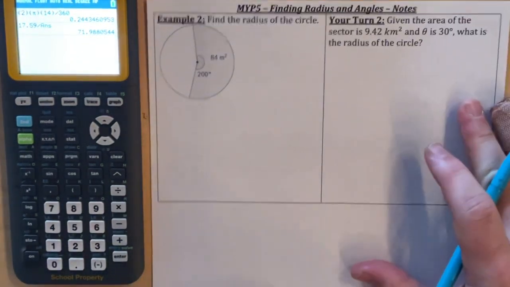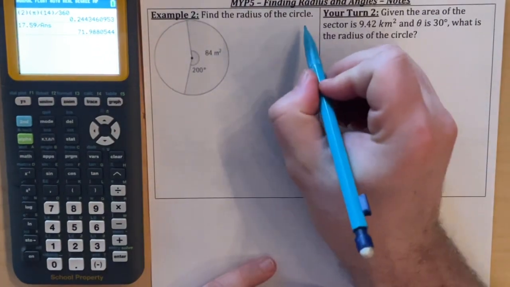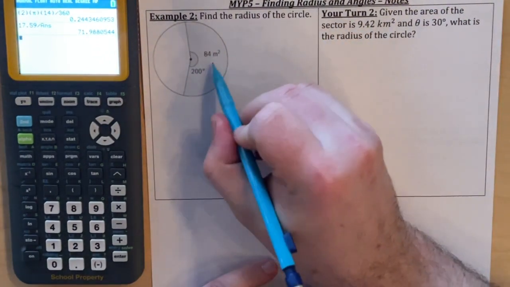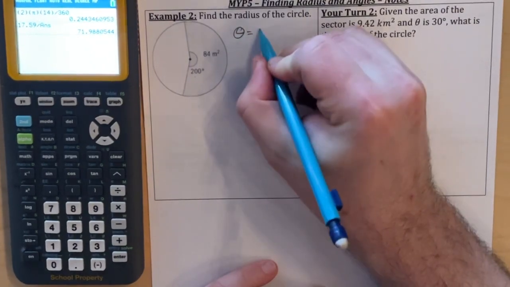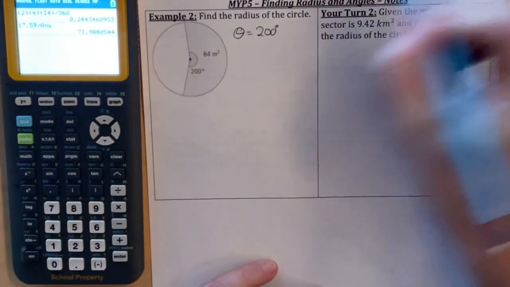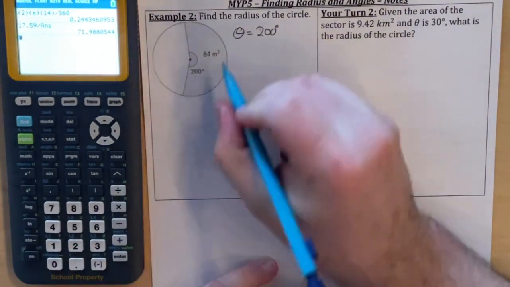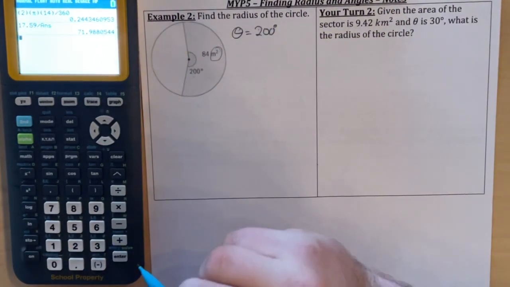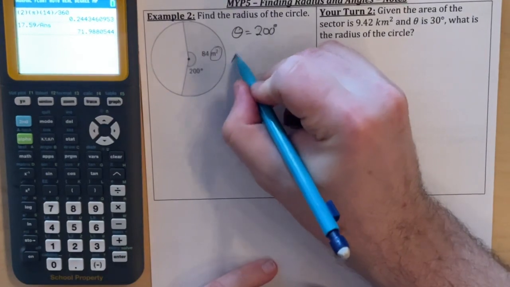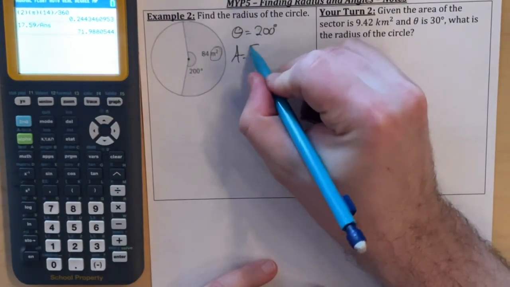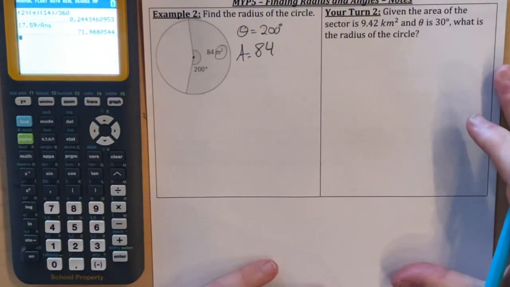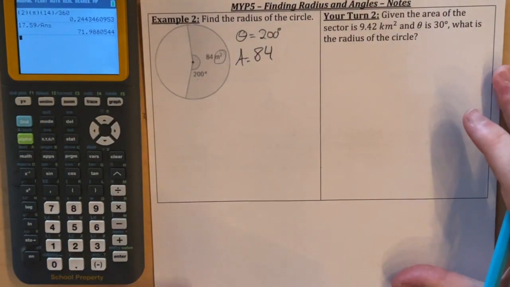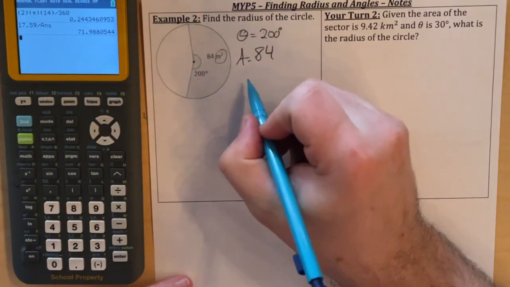On the back, it has example numero dos. It says find the radius of that circle. And so what does it give us here? Well, it says, hey, our angle theta is going to be 200 degrees. And then what's that 84 meters squared? Well, I know since it has that exponent of the power 2, that's going to be our area. So it actually gives us the area for this one. And so what do I have to do? Well, I have to use the items that I have and plug them into a formula that I can use.